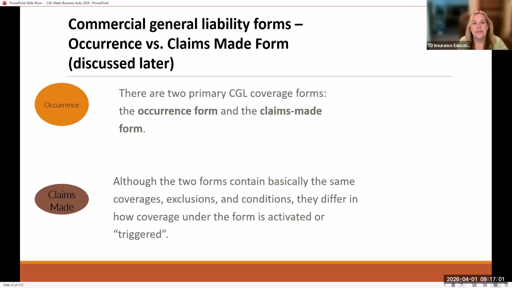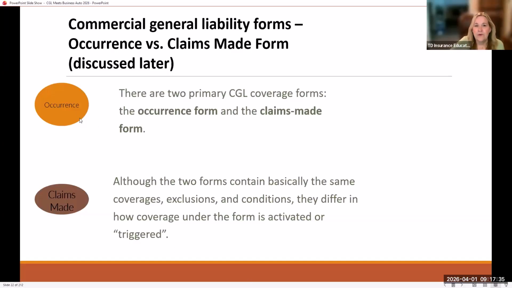So, like I said, there's going to be two forms. You're going to either write it on an occurrence form or a claims made form. Now, everything I'm going to show you is the same for both of these forms. It has the same coverages, it has the same exclusions. It works the same with limits. But what is different is how it is triggered. So what I'm going to do is show you the things that are common between the two forms, and then we'll circle back around and I'll show you the difference. Okay, so keep that in mind.